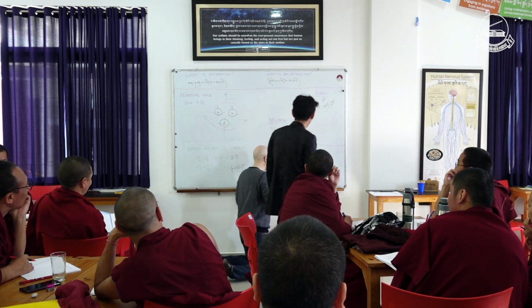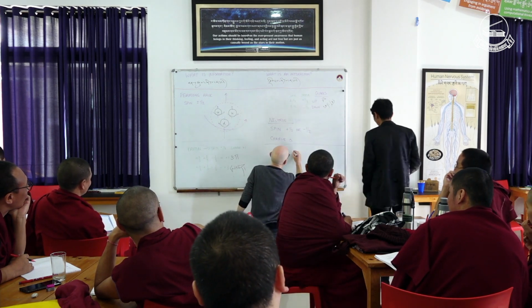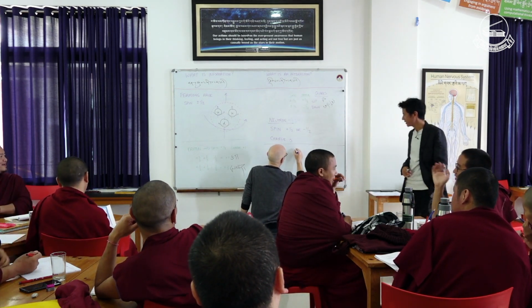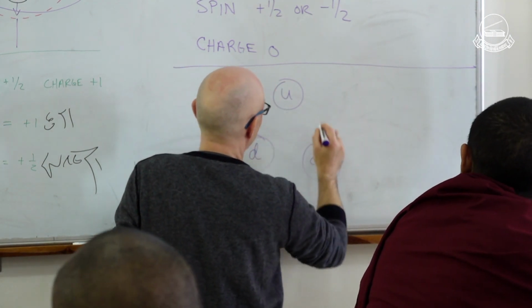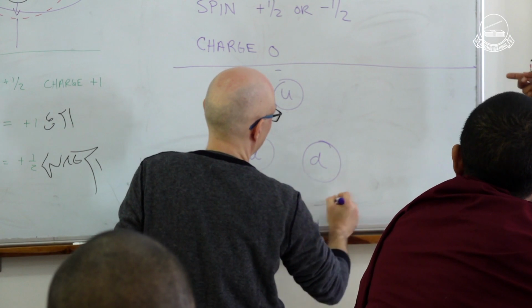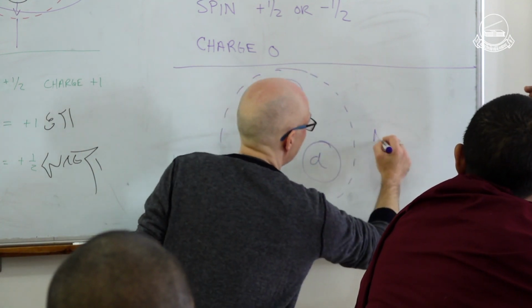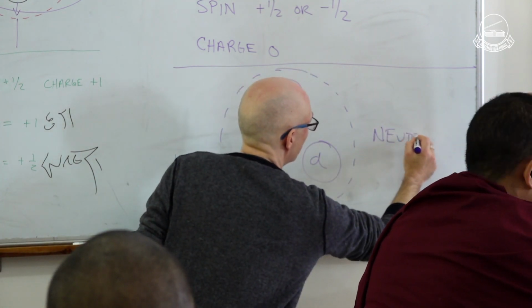2 downs and 1 up. So yes, so we have 1 up and 2 downs. And that is a neutron. And how do we do the spin?